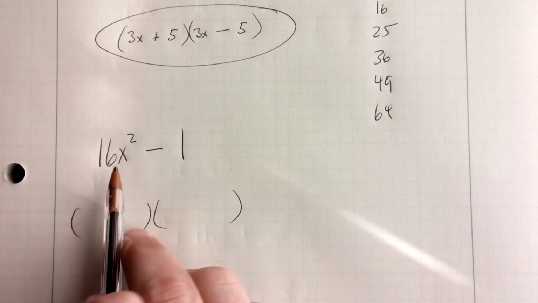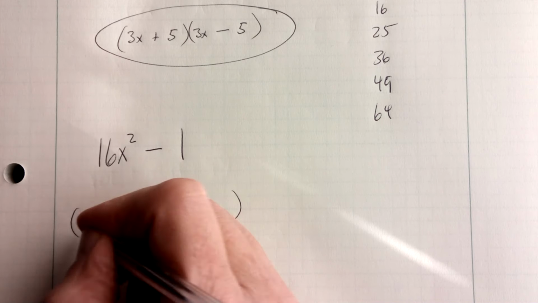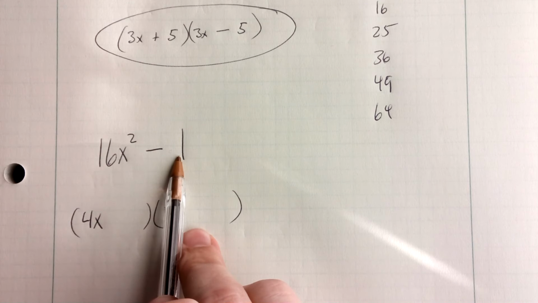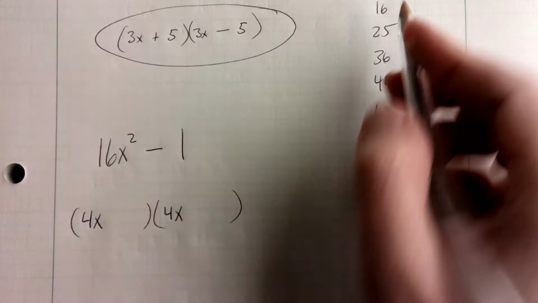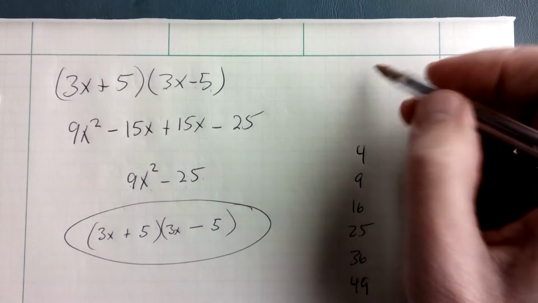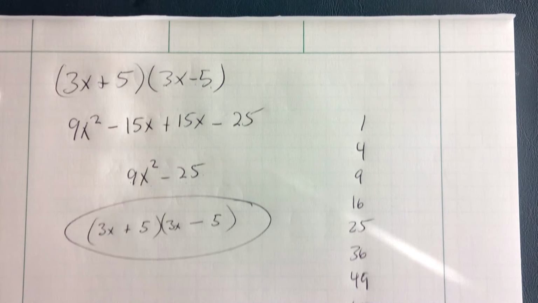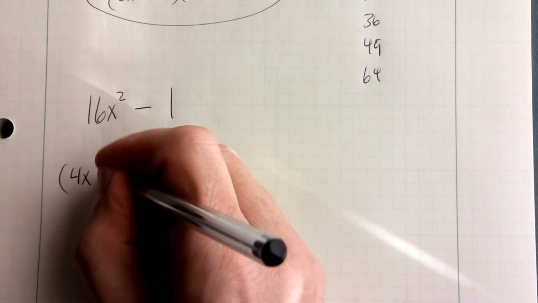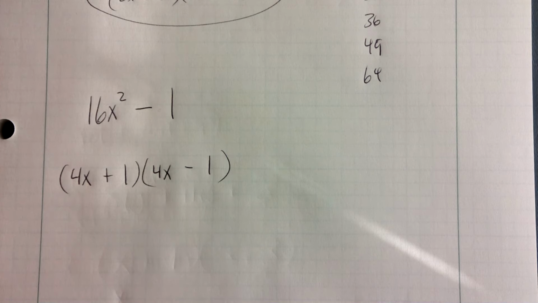You're going to square root the 16. That's going to give you a 4x in both the front and the back. You're going to square root the 1, and that's 1. It's a perfect square. I should have put that in this list up here, that 1 is actually our smallest perfect square, right? And so I put a 1 and a 1, and then I put a plus and a minus. And that should allow you to do today's homework.